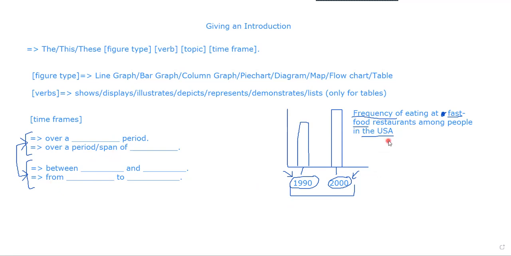So that is the basic strategy that you can follow to give an appropriate introduction: simply paraphrasing the instruction of the question. For example, the bar chart illustrates how frequently the American people ate at fast food restaurants over a period of 10 years from 1990 to 2000. Or people in the USA. People in America. The American people. The people of America.